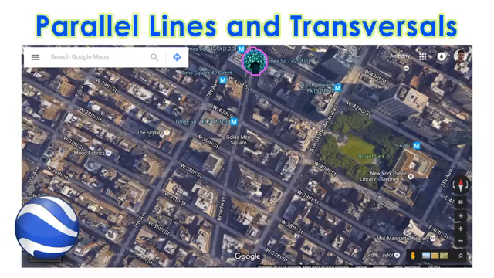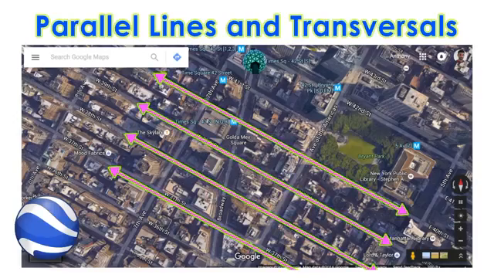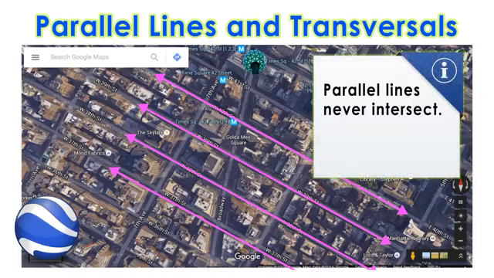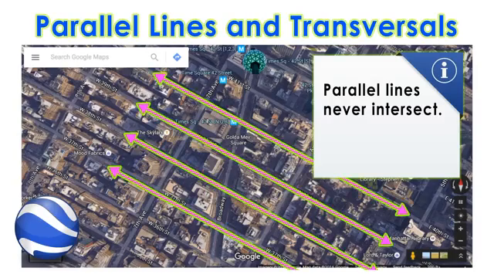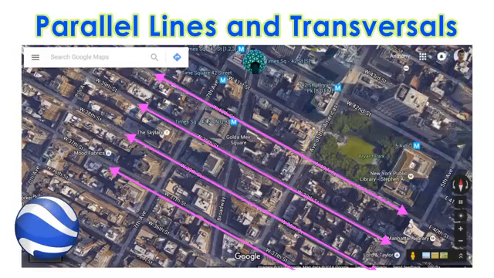And now we can see from this map that the roads in New York City make a grid network of interlocking streets and avenues. Notice that our streets run somewhat horizontally and that they are all parallel to each other, and we should know that parallel lines never intersect. We should also notice that our avenues run somewhat vertical, and they intersect our streets in a way that makes them perpendicular or that they form right angles.